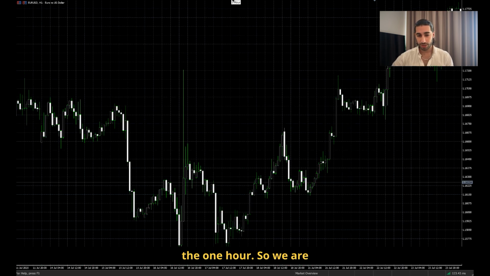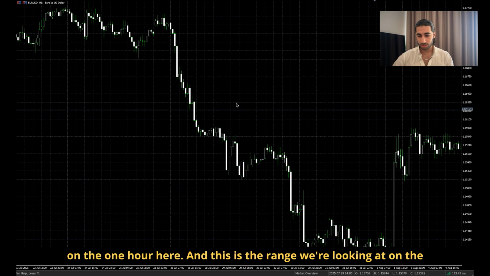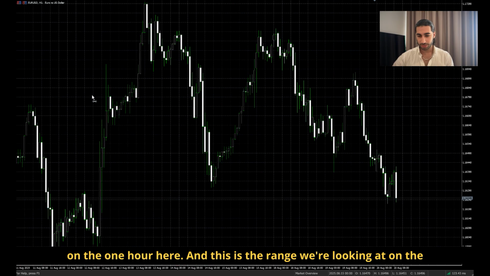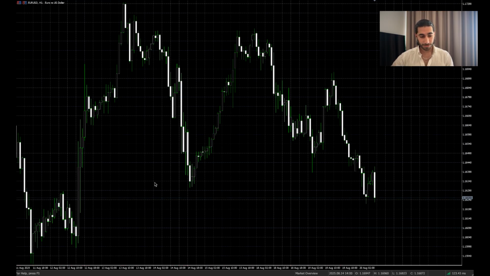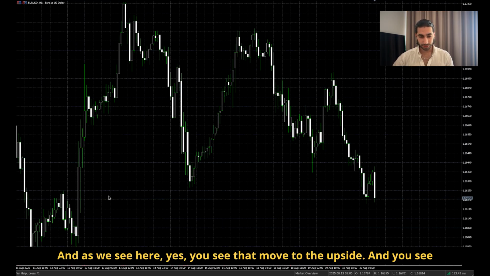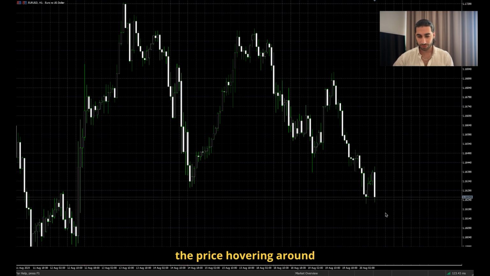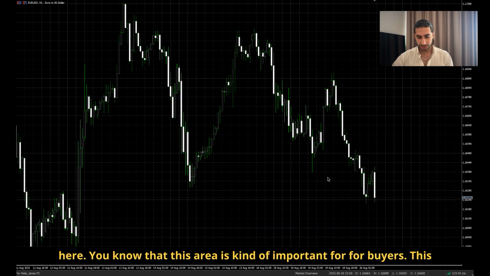Let's go to the 1 hour. So we are on the 1 hour here, and this is the range we're looking at on the 4 hours. And as we see here, yes, you see that move to the upside, and you see the price hovering around here. You know that this area is kind of important for buyers.